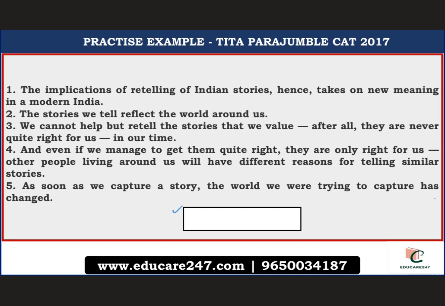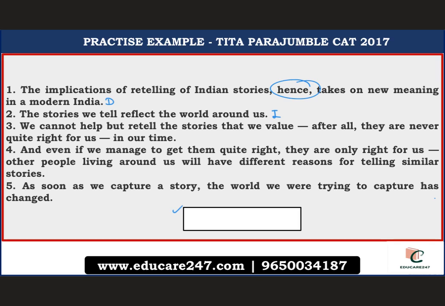The implications of retelling Indian stories hence takes a new meaning in modern India. So this is hence over here. This means some sentence should come before it to make a complete meaning. Hence, this is a dependent. All right, I write D in front of it. The stories we tell reflect the world around us. I cannot make this a dependent sentence because even if we start with this sentence, it would make complete sense. So I'll just write an I over here, right?